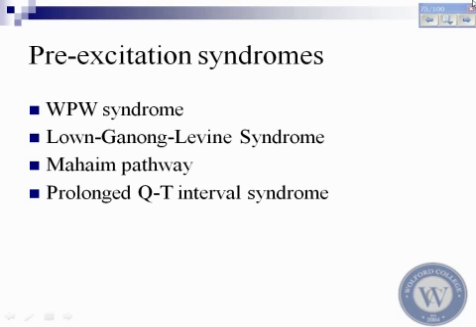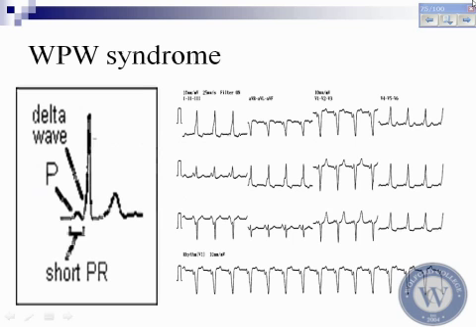Then you've got pre-excitation syndromes. You have WPW, Lown-Ganong-Levine syndrome, Mahaim pathway, and prolonged QT interval. We'll talk about those. WPW is something that occurs to you in the operating room, in somebody who's undiagnosed and usually does not have an EKG, because you don't get EKGs on 20-year-olds.